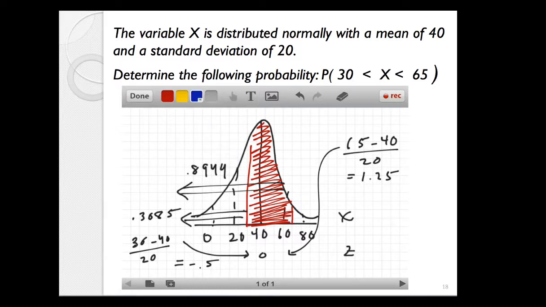And very simply, the answer to this problem is going to be the 0.8944 minus the 0.3085, which is 0.5859. And so 0.5859 is the answer to the problem. That's the probability of x being between 30 and 65.